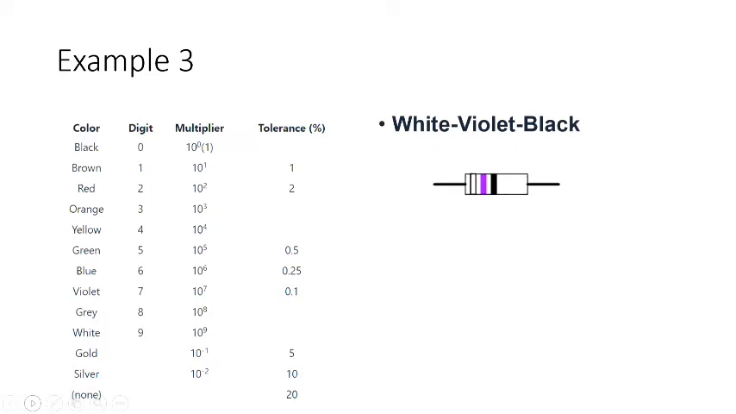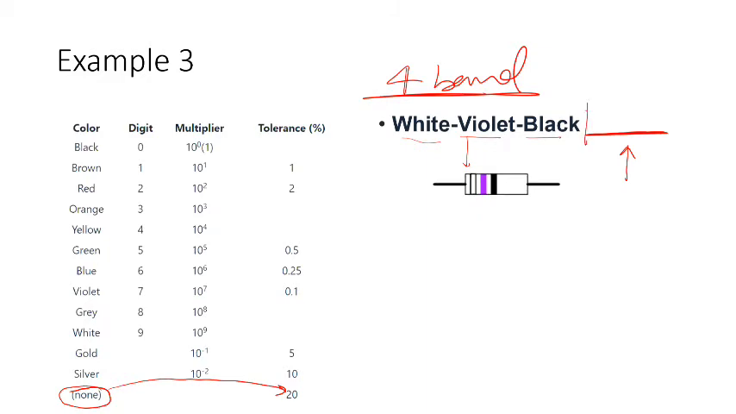Example number 3 here is interesting. Here only 3 bands are given to us. First one is white, second one is violet, third one is black, and if no color has been mentioned here, we would take the tolerance band as no color, and it would have a tolerance of plus minus 20%. So whenever you have a 4-band resistor and you see only 3 colors, then you will assume that the 4th band is of no color, and therefore you would take its tolerance as 20%.